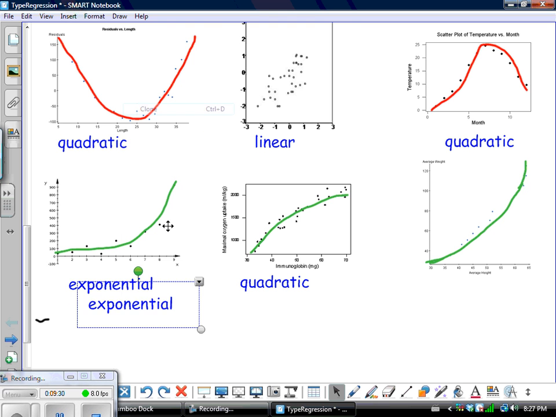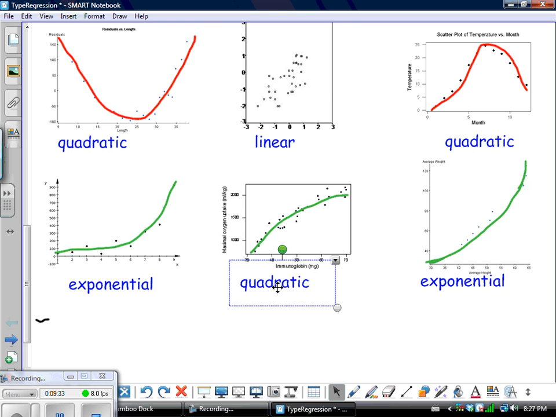And as I said, sometimes it's hard to say whether it's exponential or quadratic. So in some cases, what you could do is get both regression equations from the graphing calculator, enter them in, and get the graphing calculator to graph your regression equations, and see which one you think fits the data best. Okay, so you can actually do that, and that would be even better.